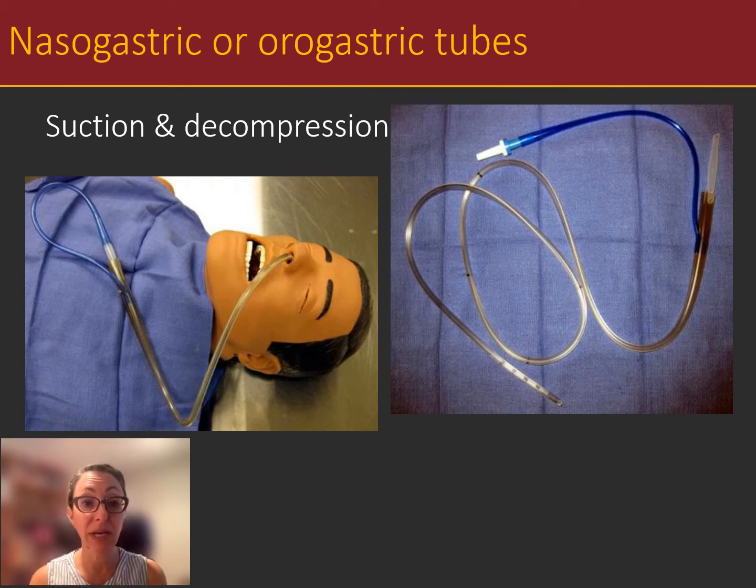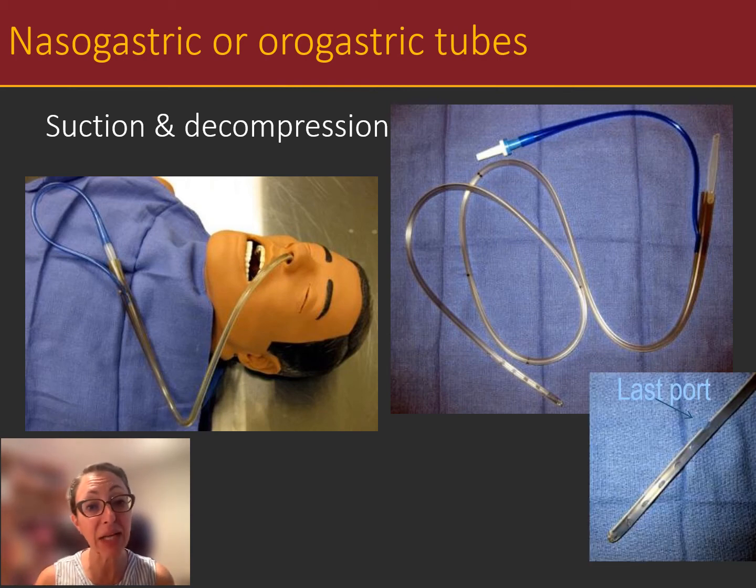Nasogastric, orogastric, and Dobhoff tubes are used a lot in clinical medicine. Here is an example of one such tube, and notice that the last port is actually perforated, and that's an important sign for us to look for on the x-rays.